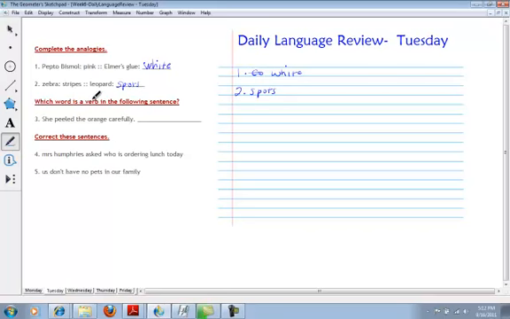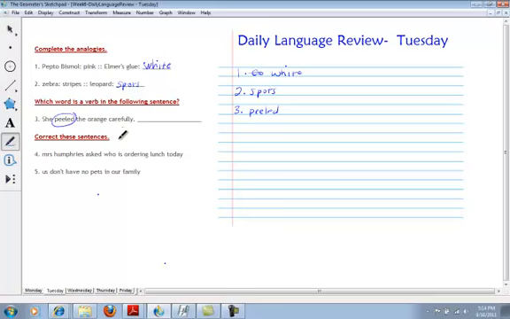Which word is a verb in the following sentence? Well, we've been doing some practice with parts of speech, so hopefully you remember that a verb is an action word. So let's read this sentence and see what the action word is. She peeled the orange carefully. Well, what is she doing? She's peeling. So peeled is the verb. Now let's look at the last section.